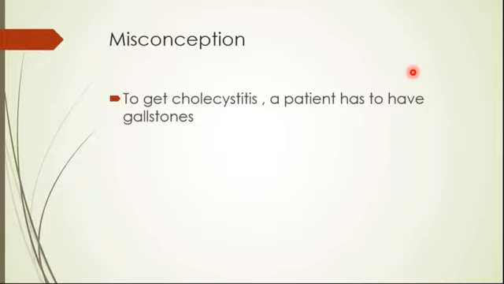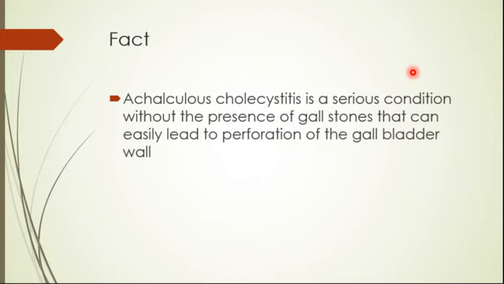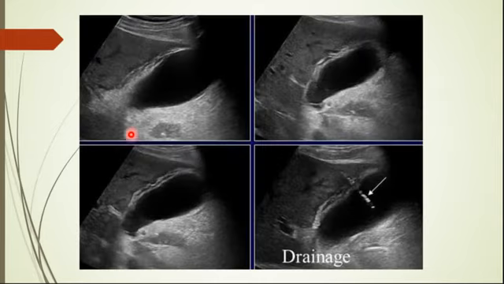To get cholecystitis, a patient must have gallstones. No, that's wrong. There is something called acalculous cholecystitis. It's a serious condition. No gallbladder stones can easily lead to perforation of the gallbladder wall and to biliary peritonitis. For example, in this case here, there is nothing within the lumen of the gallbladder, no air, no sludge, no stone, nothing, but the wall is inflamed and the patient was in ICU, critically ill.